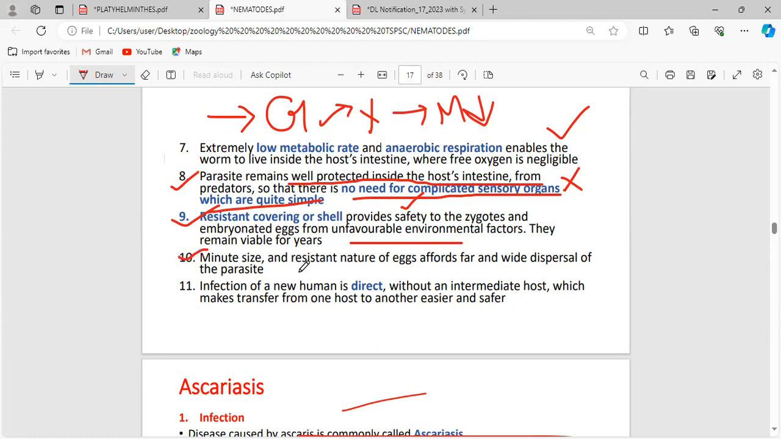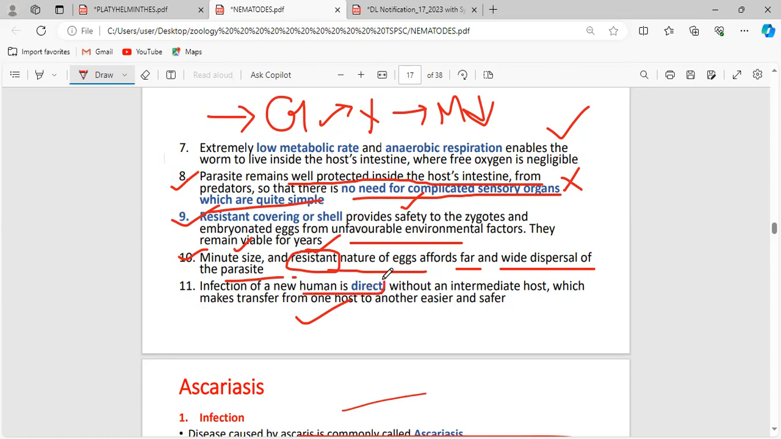The minute size and resistant nature of the eggs afford far and wide dispersal of the parasite. As it has resistance, a protective covering, and a very small size, it can be easily dispersed over a larger surface area. Even over a longer distance, it can easily be dispersed because the size is very small.